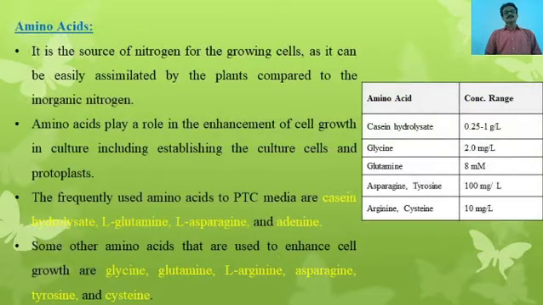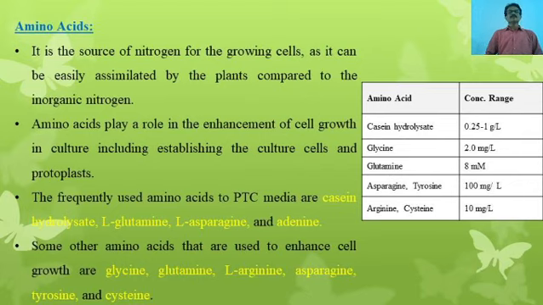Next one, the amino acid. These amino acids are also required for the growth and development of the plants. So it is the source of nitrogen basically. Amino acids play a vital role in enhancing cell growth in culture conditions and to establish the cultures.